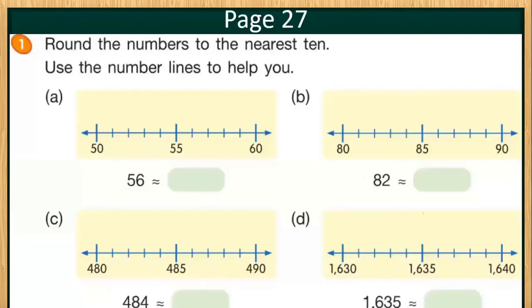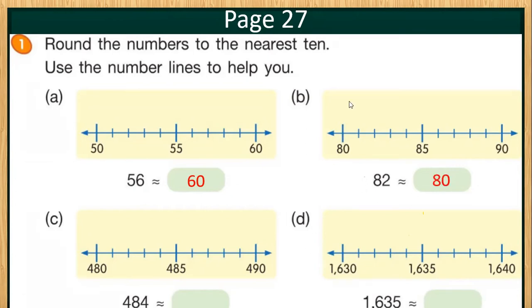Okay, let's start with do and learn number 1. It said here, round the numbers to the nearest 10. Use the number lines to help you. Letter A. Round off 56 to the nearest 10. What is the correct answer? 60. Very good. Next, letter B, 82, round it off to the nearest 10. What is the answer? 80. 80, very good.